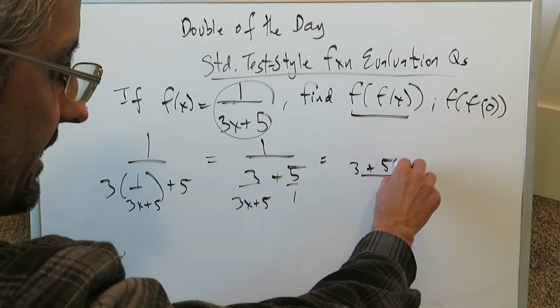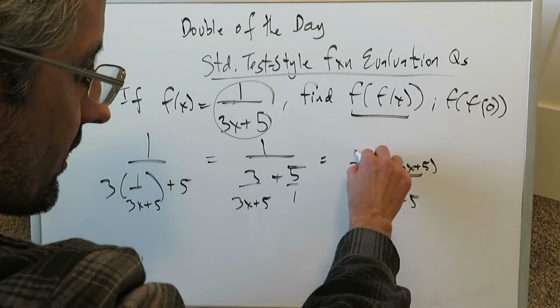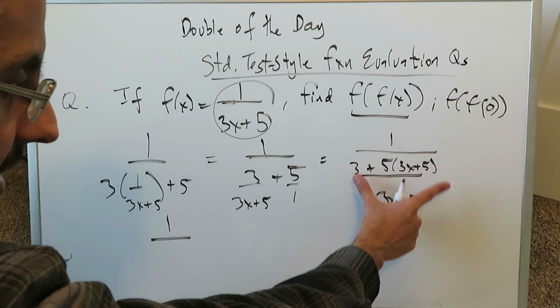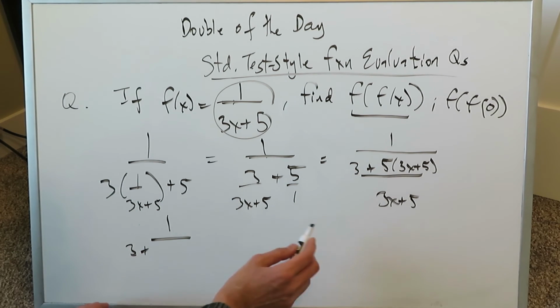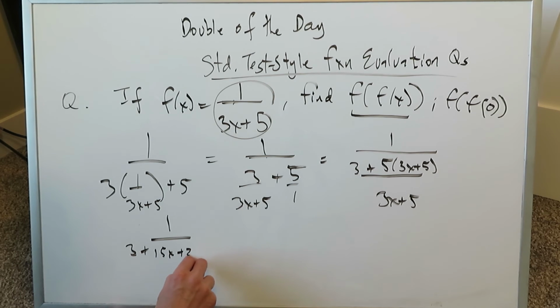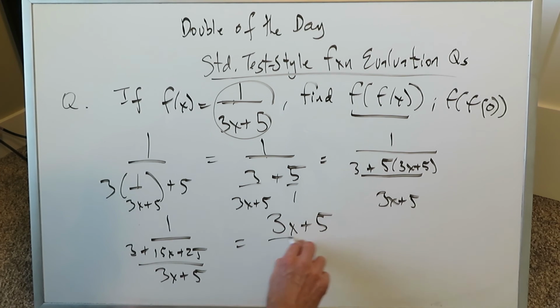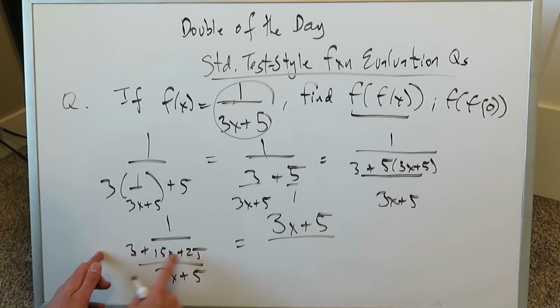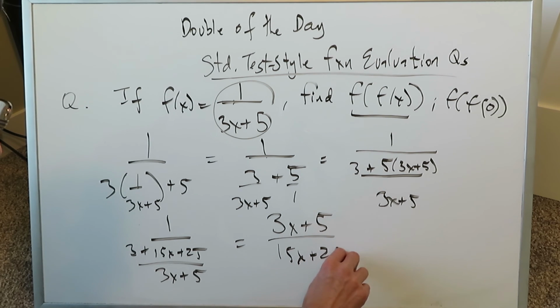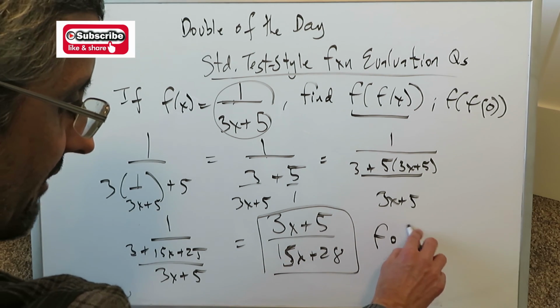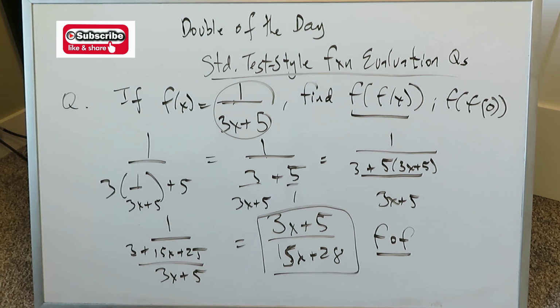3 plus 5 times (3x plus 5), and you know all of this sitting under a 1. You can easily open that up. In the numerator of this denominator, you'll have 3 plus 15x plus 25 all over 3x plus 5. Flip everything around. This will come up as a new numerator, 3x plus 5, and then here you can solve this out. You'll have 15x plus 28, and your question has been completed. This right here represents f of f of x, like a composite function. And this right here should be a good answer, and we are done with this video.